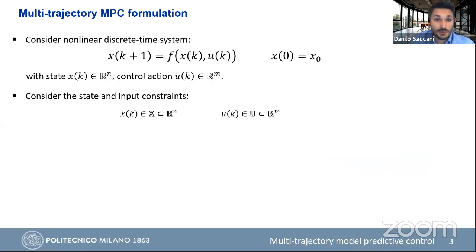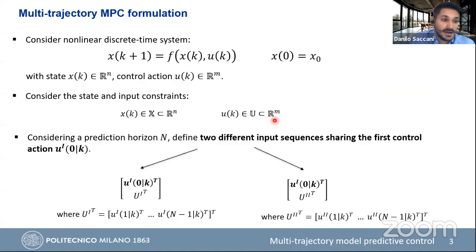Let's see the approach better with its mathematical formulation. So let's consider a nonlinear discrete time system x(k+1) = f(x(k), u(k)), where x(k) denotes the state at time k, and u(k) is the control action. Furthermore, for the control problem, we consider state and input constraints. So we have that the state x(k) must belong to the set capital X, and the control action u(k) must belong to the set capital U.